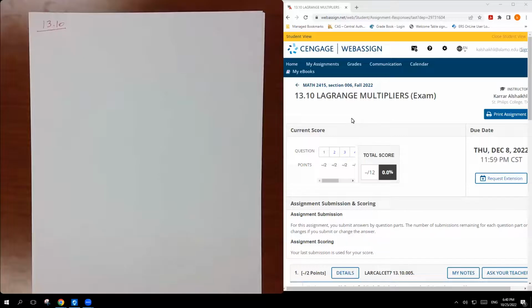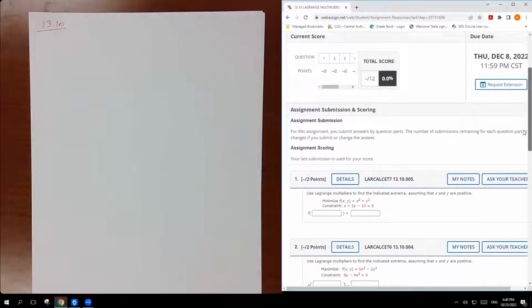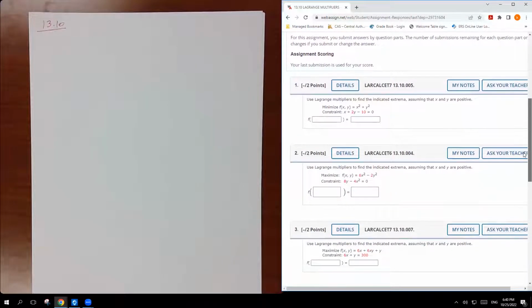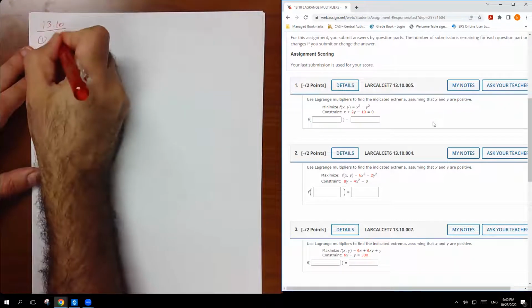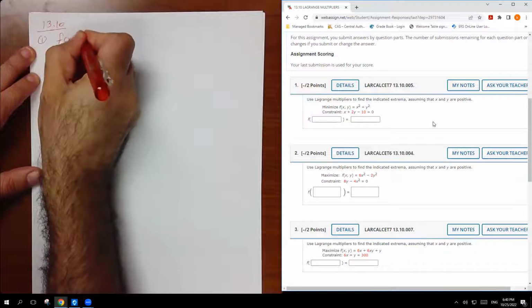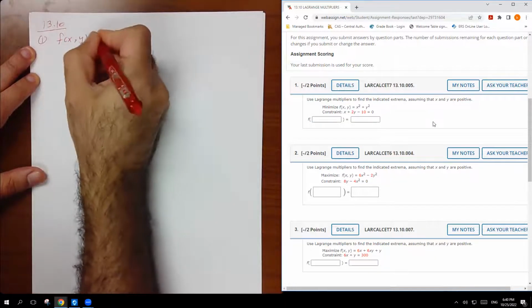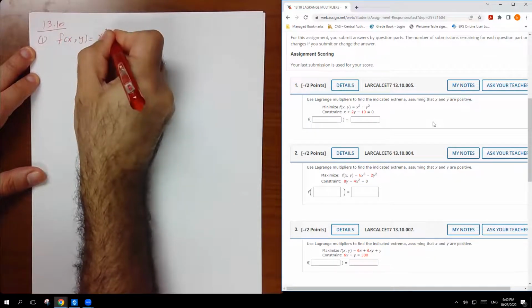So section 13.10, Lagrange multipliers. Let's start with the first example. Use Lagrange multipliers to find the indicated extrema, assuming that x and y are positive. So our function is f(x, y), and we have f(x, y) equal to x squared plus y squared.